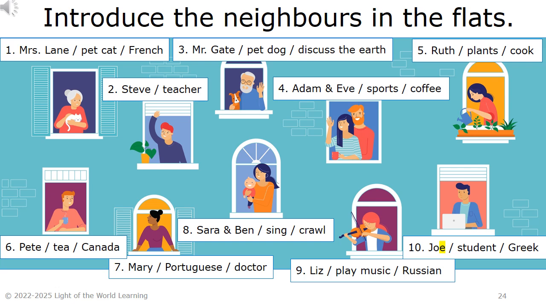Introduce the neighbours in the flats. 1. Mrs. Lane, pet cat, French. 2. Steve, teacher. 3. Mr. Gate, pet dog, discuss the earth. 4. Adam and Eve, sports, coffee. 5. Ruth, plants, cook. 6. Pete, tea, Canada. 7. Mary, Portuguese, doctor. 8. Sarah and Ben, sing, crawl. 9. Liz, play music, Russian. 10. Joe, student, Greek.